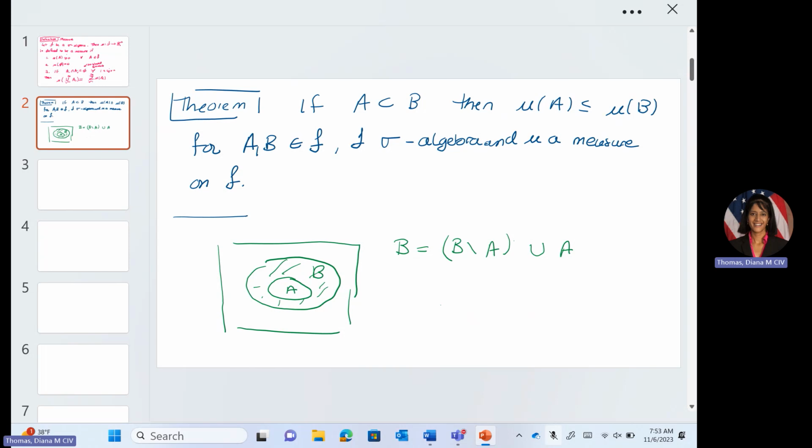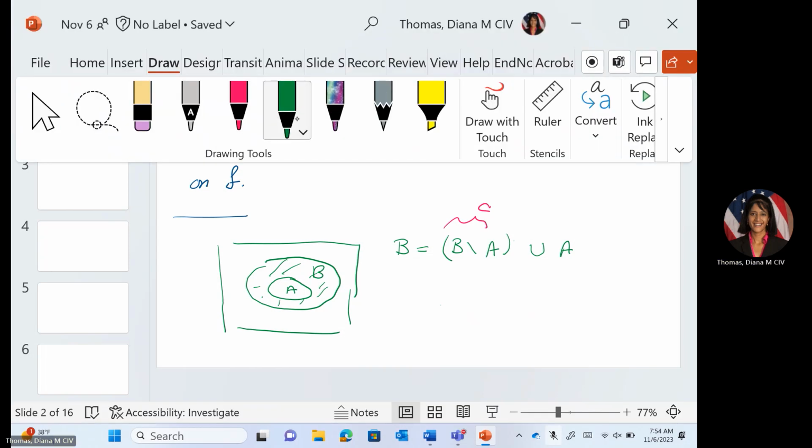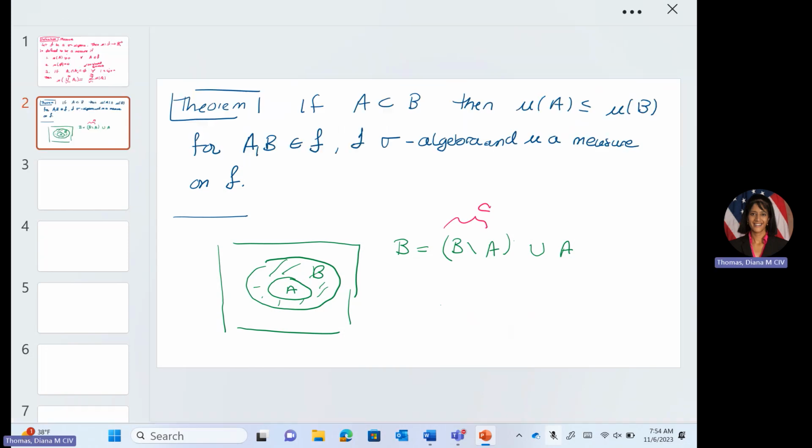This set right here, let me call it set C. This is C, and this is A. C and A have nothing to do with each other because C is B with A thrown out of it. So these 2 sets, C and A, are disjoint. Agree? Do one more move. I'm not sure if I needed it. I don't think I need it, so I'm going to leave it.